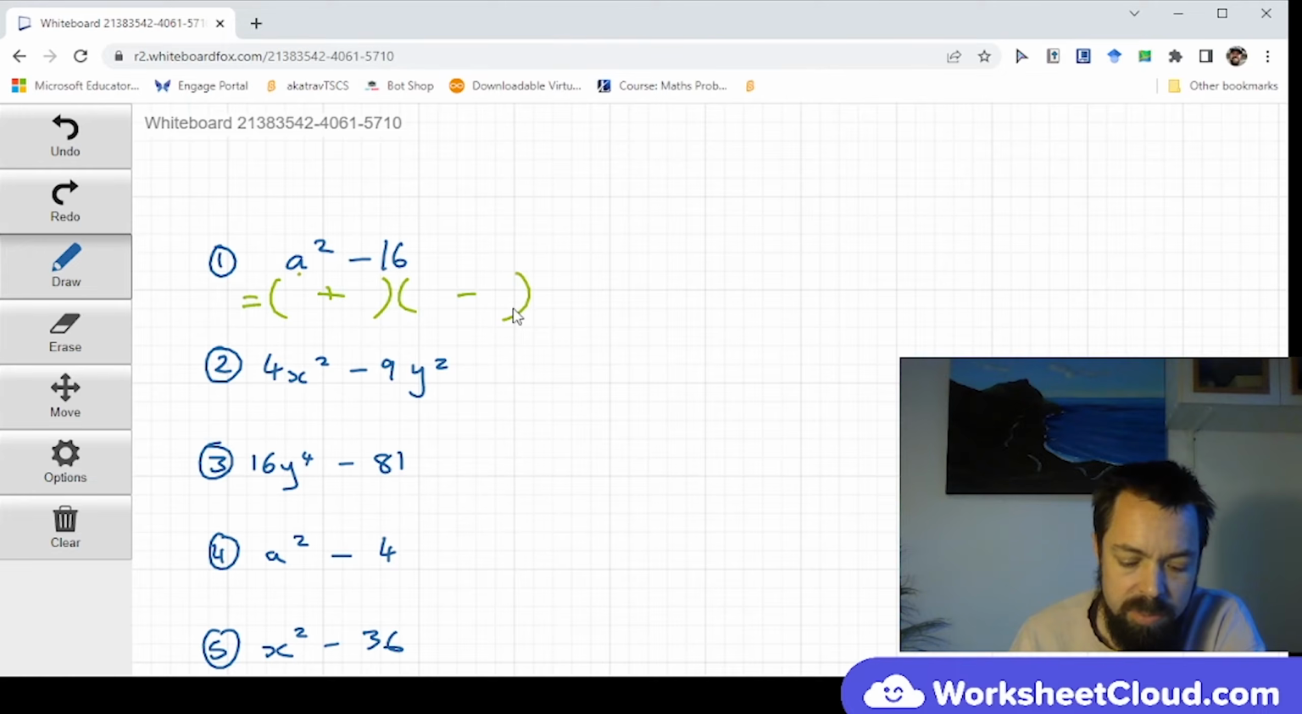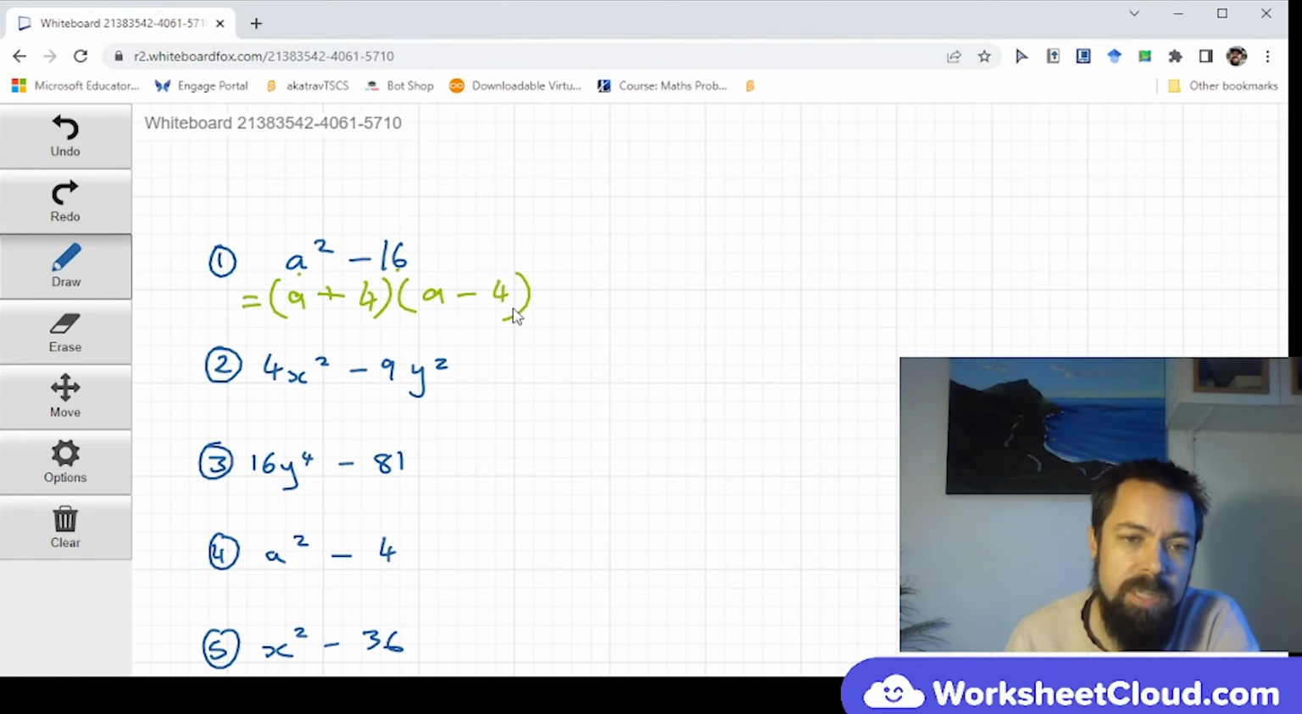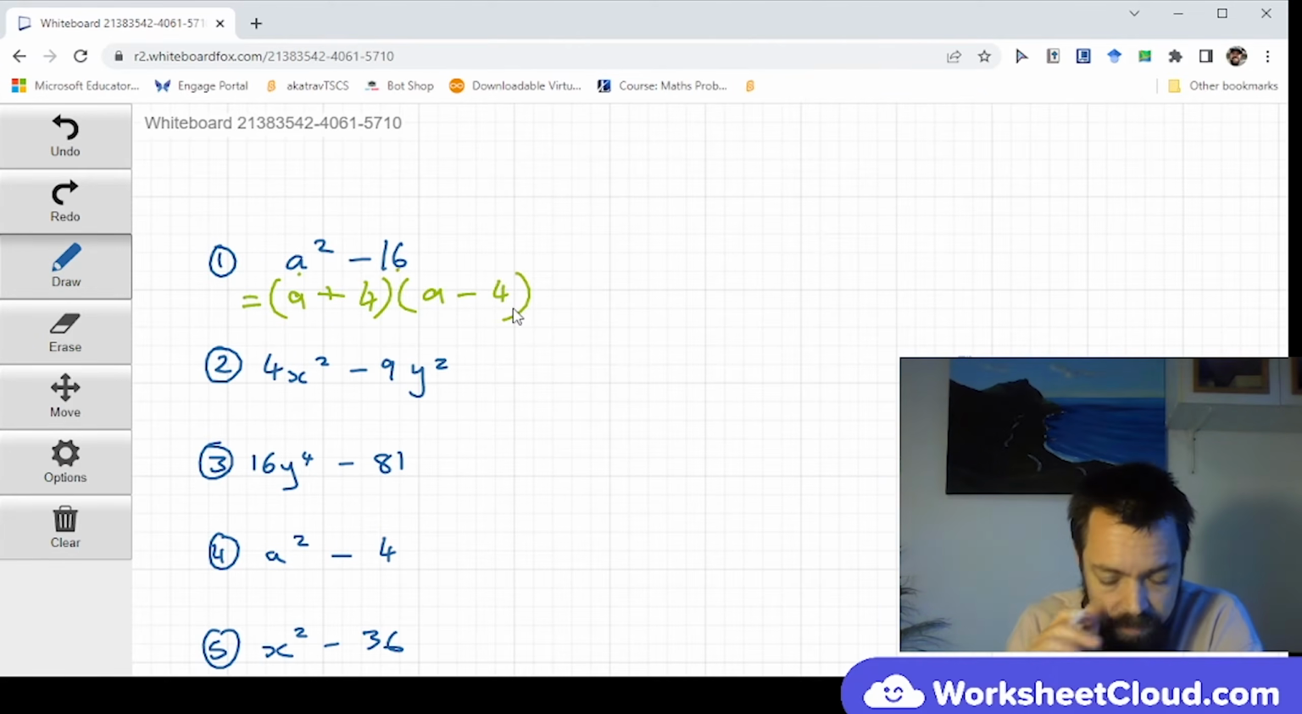Now I'm going to say, what is the square root of a squared? That's just a. So my first term for both will be a. What is the square root of 16? It's 4. So my second term in both brackets will be 4. That's it. That's the answer. All right, so it's straightforward like that.